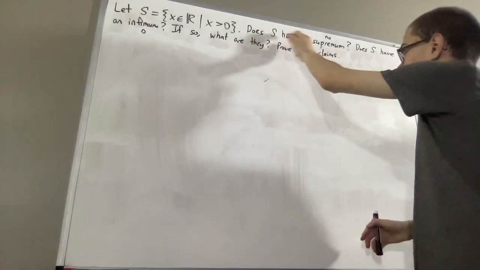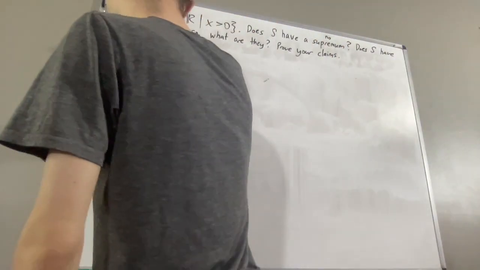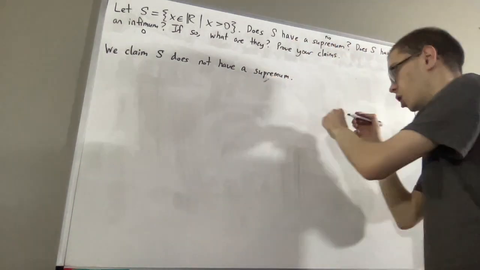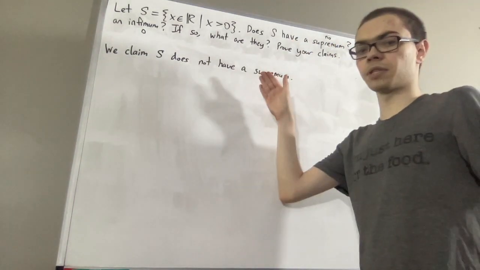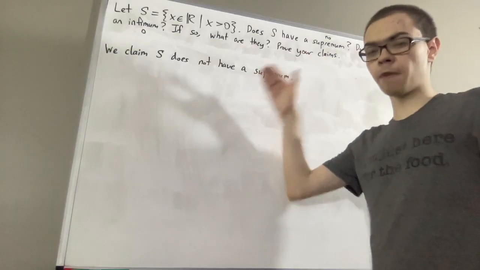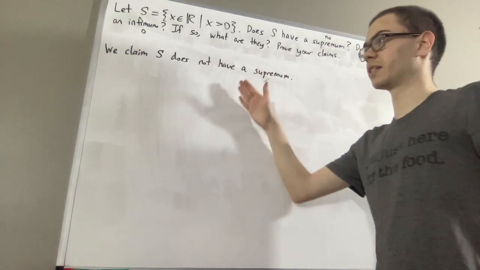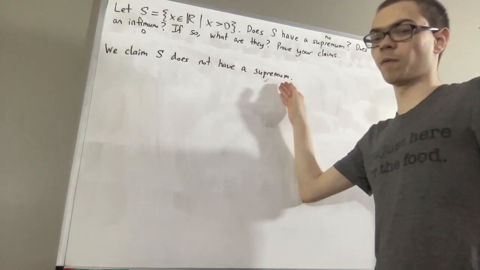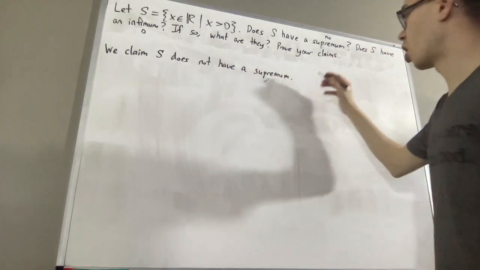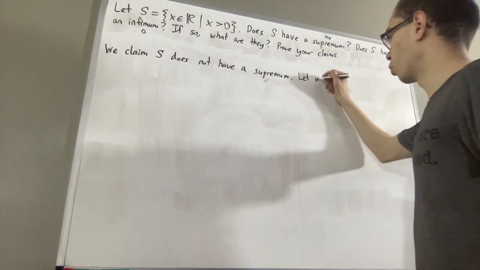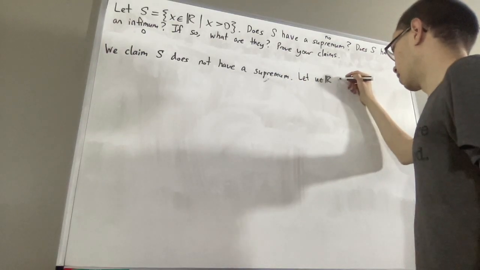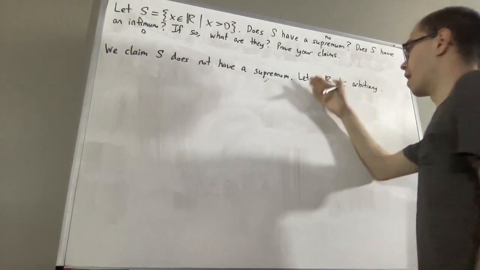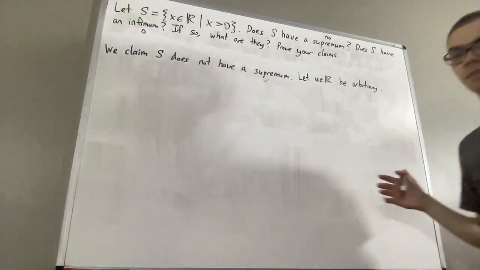So our claim is that S does not have a supremum. And to show that, we're going to show that S does not have an upper bound. So to do that, we're going to show for every real number U, U is not an upper bound of S, or actually, for every real number U, U is not a supremum of S. Right? So we're going to give ourselves an arbitrary real number U, and we're going to end up arriving at the fact that U is not an upper bound of S, and therefore U is not a supremum of S.